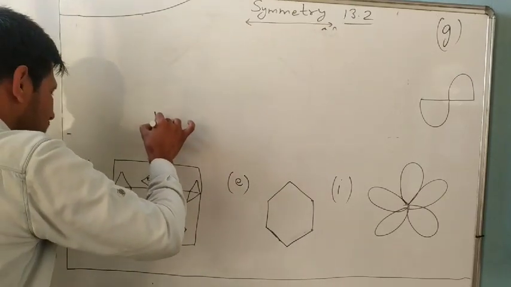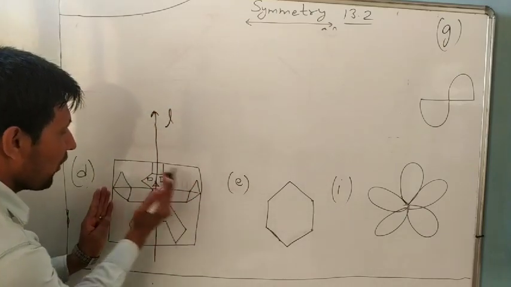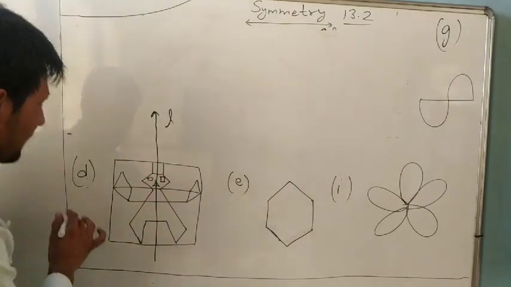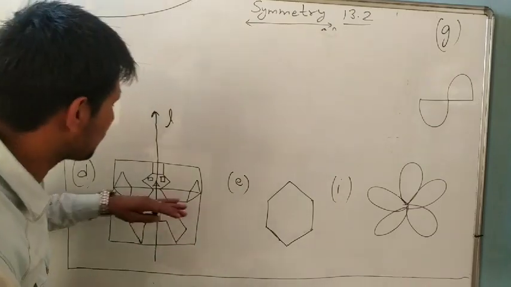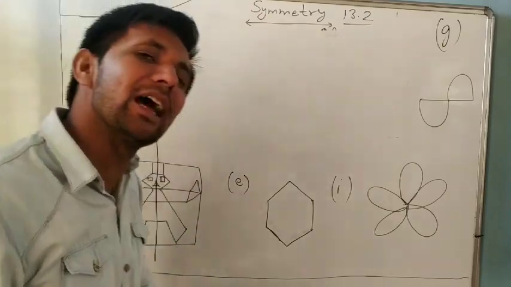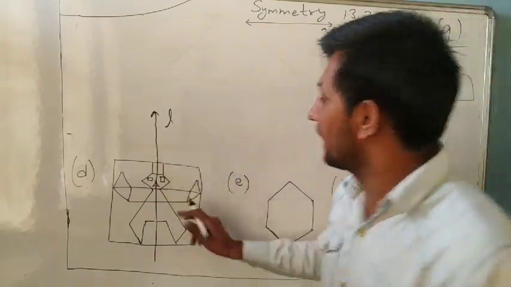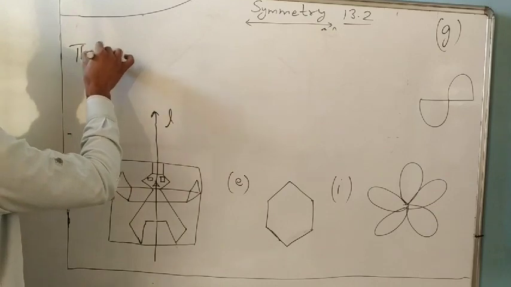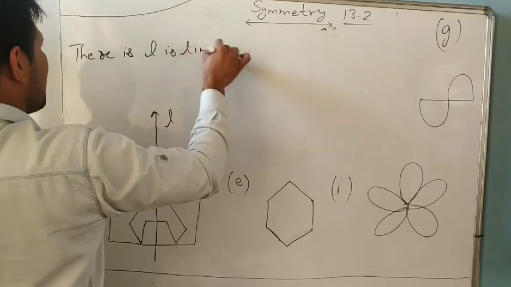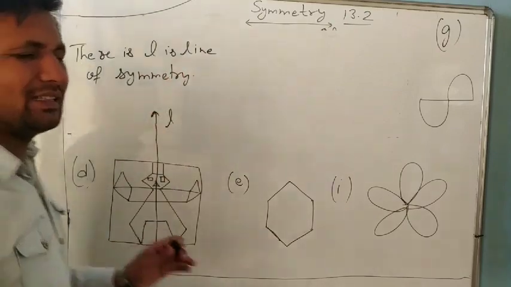But if I take this one, yes, it is. Now when I fold it, are both side figures identical or not? So it is a line of symmetry, and this one is a line of symmetry. No, because if you take the horizontal, upside is head and downside is leg, and head and leg are not the same. So it is not a line of symmetry. So which one? Right? So in this one, L is the line of symmetry. Understand? Very easy exercise if you understand.